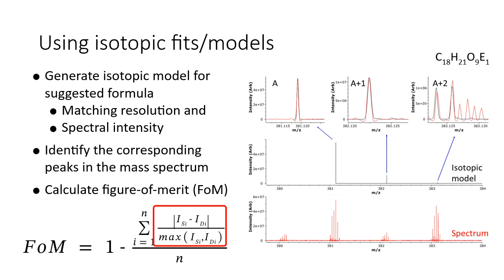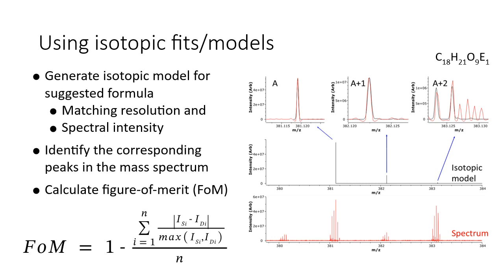What this bit means is that for each peak in the isotopic distribution, I find the absolute intensity difference between the theoretical peak and the matching mass spectral peak, and then I express that relative to whichever peak is the most intense. If the two peaks match in intensity, then the relative intensity difference is 0. But if the two peaks differ hugely in intensity, then the relative intensity difference gets much closer to 1.